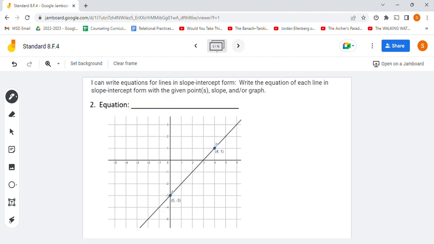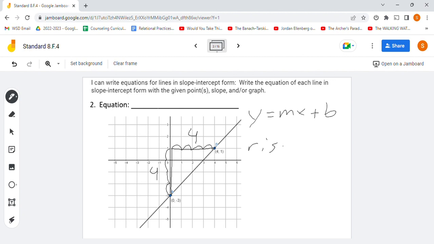Question number 2 gives us a graph. We can still use slope-intercept form, y equals mx plus b, but we have to do a little bit of work here. I can see my y-intercept down there at (0, -3), but we need to do our slope by going up and over to find the rise and the run for the slope. So we count 1, 2, 3, 4. It's a positive 4 because we went up. And we count 1, 2, 3, 4. It's a positive 4 again because we went to the right.